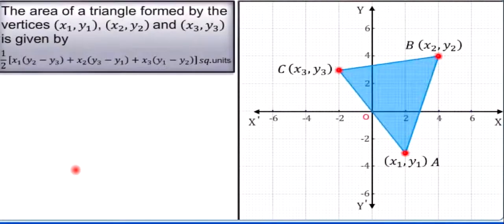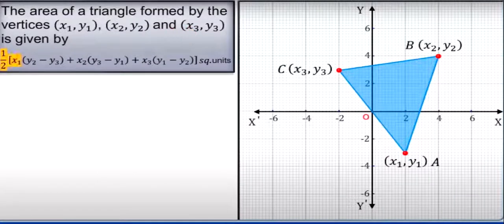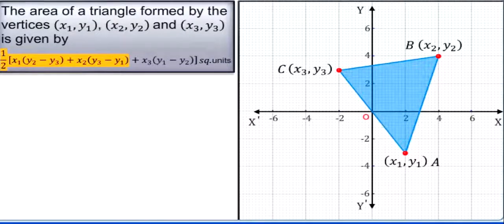Its area can be determined by substituting the coordinates of the vertices in the formula half of x1 times of y2 minus y3 plus x2 times of y3 minus y1 plus x3 times of y1 minus y2, which is the formula to calculate the area of a triangle when its three vertices are given. Now, observe the expression inside the square bracket.